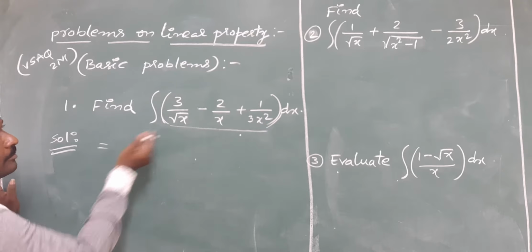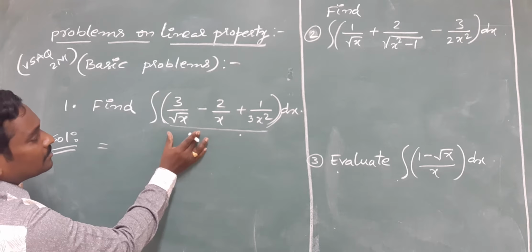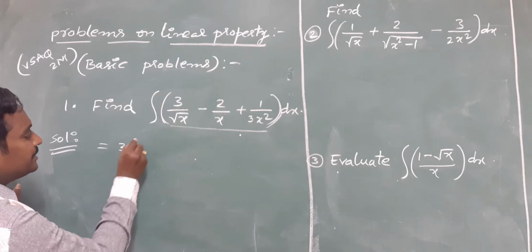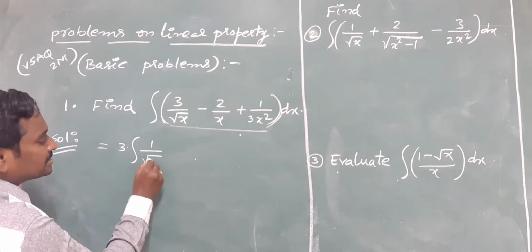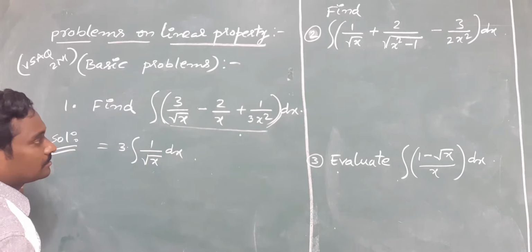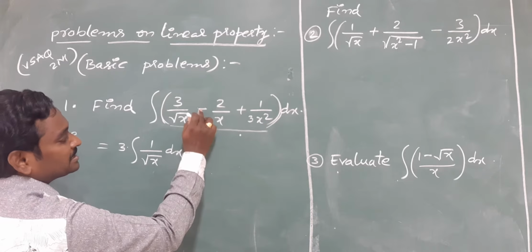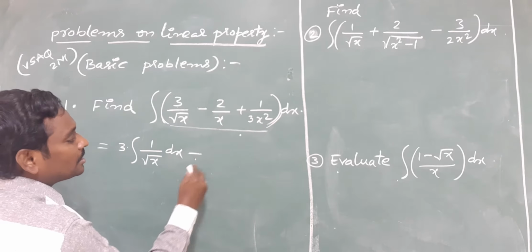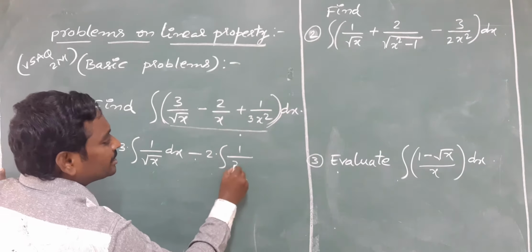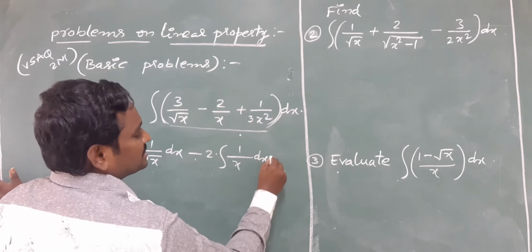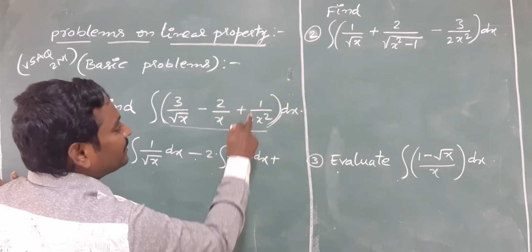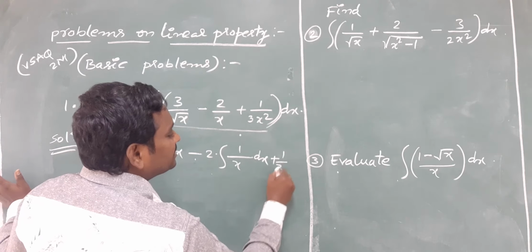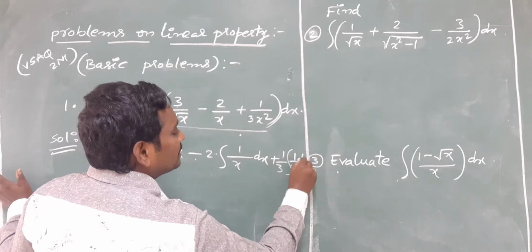By taking this given problem, directly you can separate the terms. In the numerator we have 3, take outside from the integral. 3 into integral 1 by root x dx minus, there is minus, that's why write minus, integration of 2 by x dx. But 2 is the constant term, take outside from the integral. 2 into integral 1 by x dx plus integration of 1 by 3x square dx. But 1 by 3 is the constant term, take outside from the integral. So 1 by 3 of 1 by x square dx.